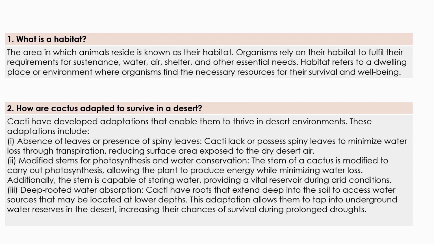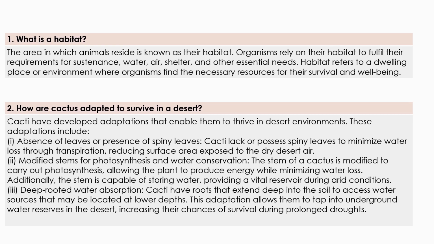Question number 2. How are cactus adapted to survive in a desert? Cacti have developed adaptations that enable them to thrive in desert environments. These adaptations include absence of leaves or presence of spiny leaves. Cacti lack leaves or possess spiny leaves to minimize water loss through transpiration, reducing surface area exposed to dry desert air.